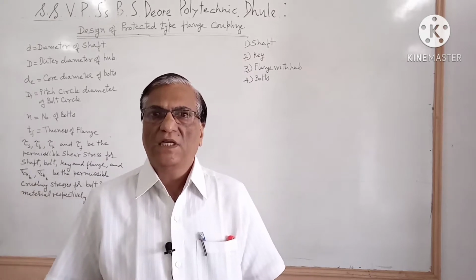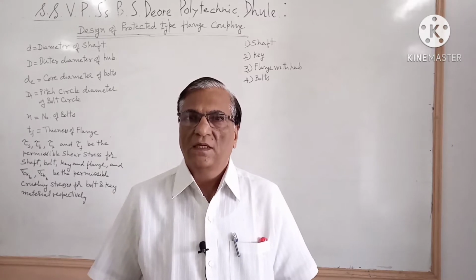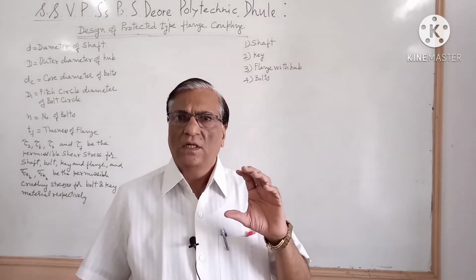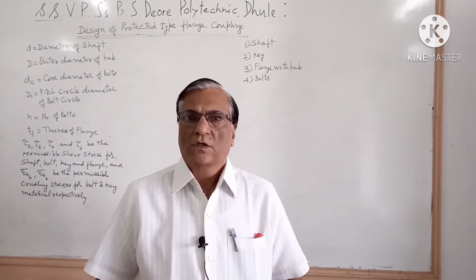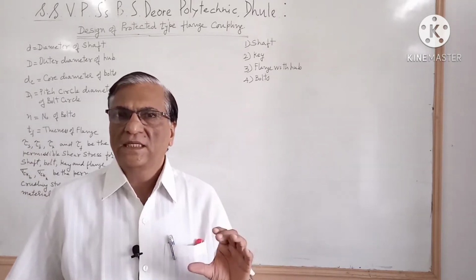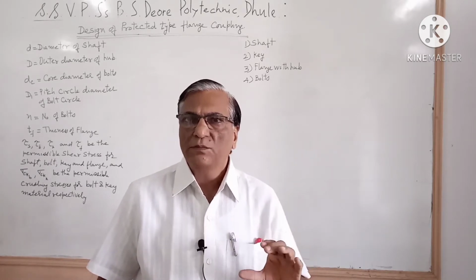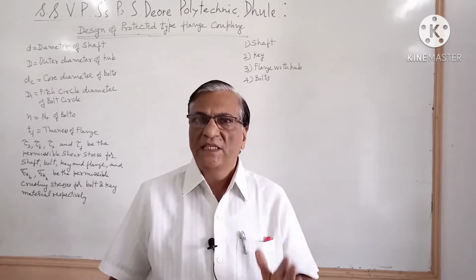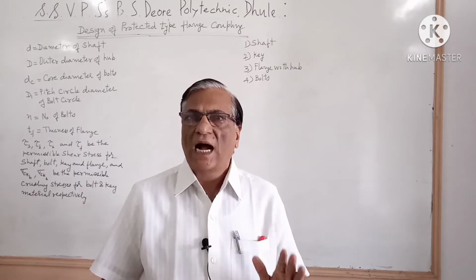Basically, the flange coupling is the modification of muff coupling. In addition to the hub, flanges are provided for higher torque or power transmission. So, basically, the muff coupling is made to transmit low power and flange couplings are made to transmit higher power. Let us see the model of flange coupling.